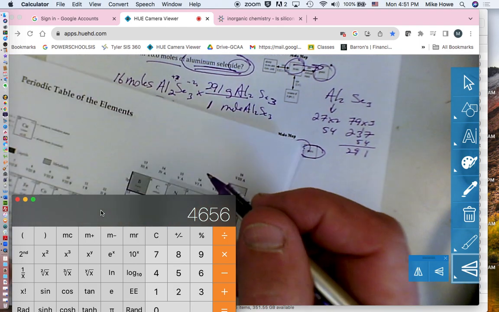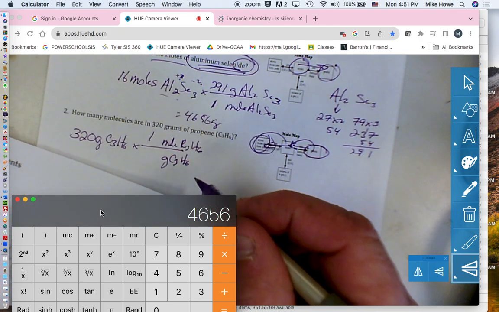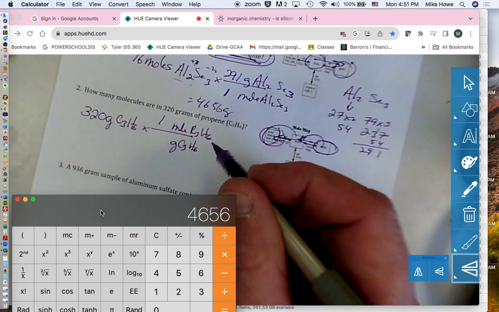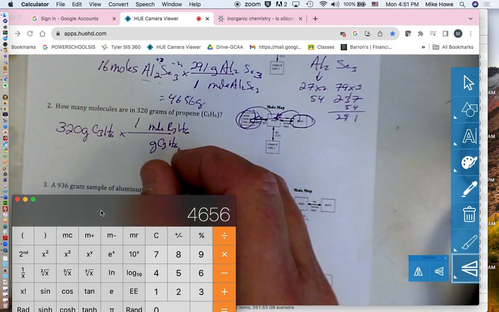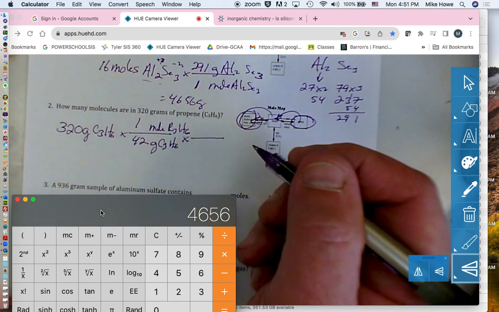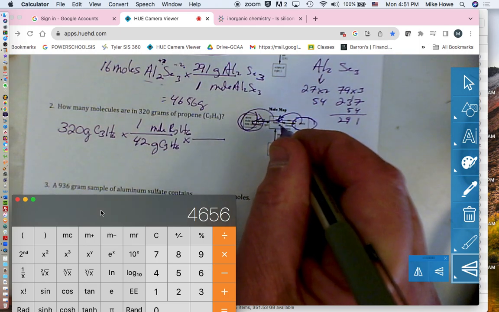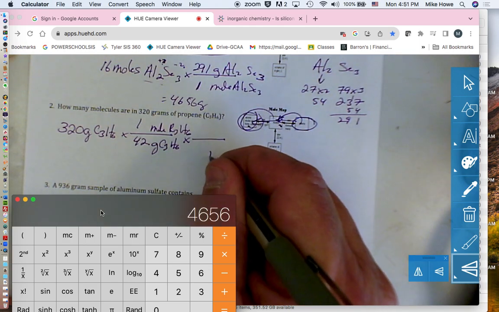So you look on your periodic table. Carbon's 12, and hydrogen's just 1. So you've got 12 times 3 plus 6 times 1 is 42. Then we need to get rid of moles. See, if we stop the problem right here, we'd be at this point. We need to get over here. So I'm going to put moles on the bottom.